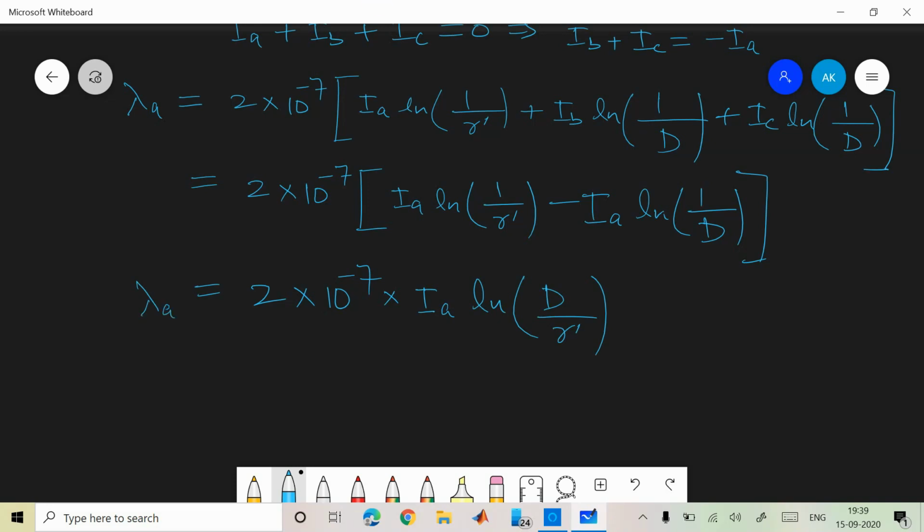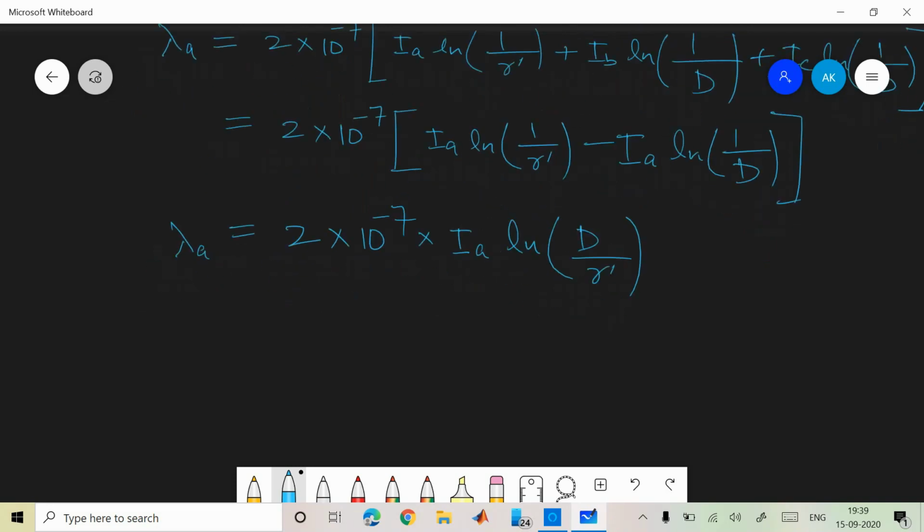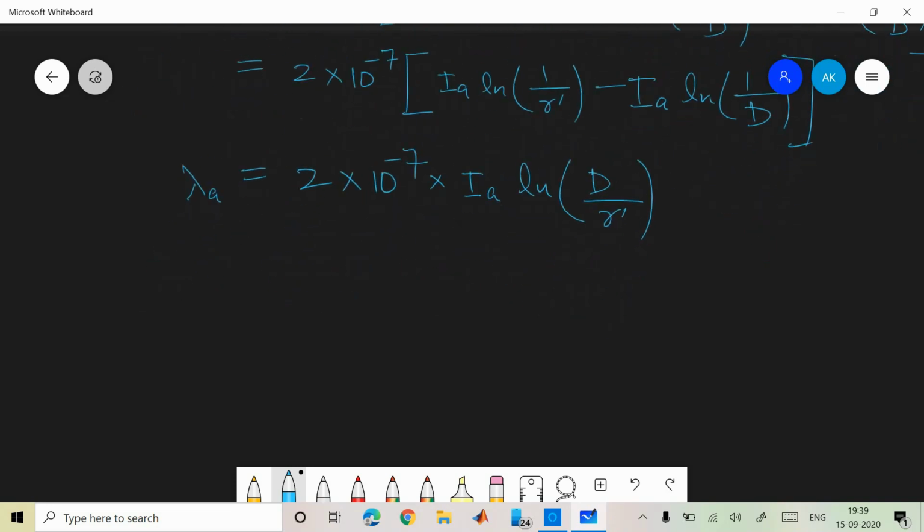Once you get the flux linkage, you can write the inductance by dividing the flux linkage by current. So LA will be how much? LA will be 2 into 10 raised to power minus 7, and this current will be divided off. So you will get ln D by R dash. Okay, like this. This inductance L will be in Henry per meter.